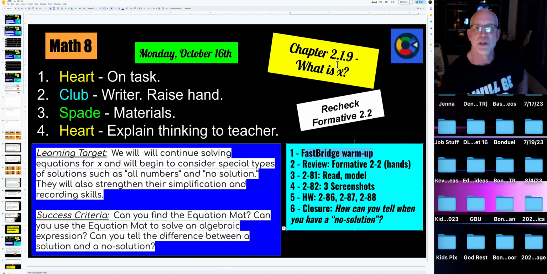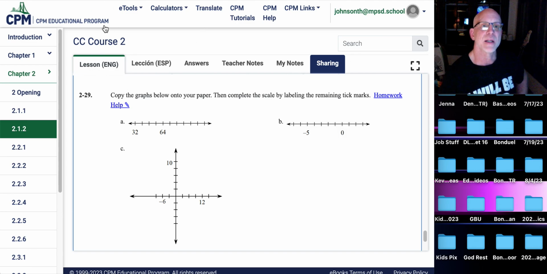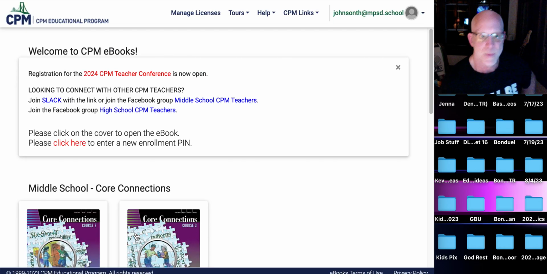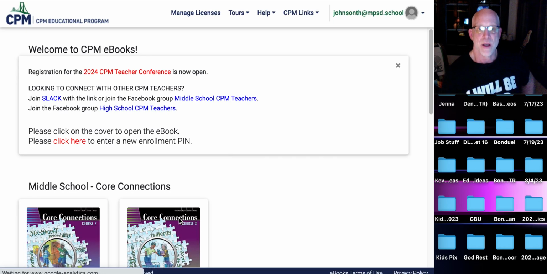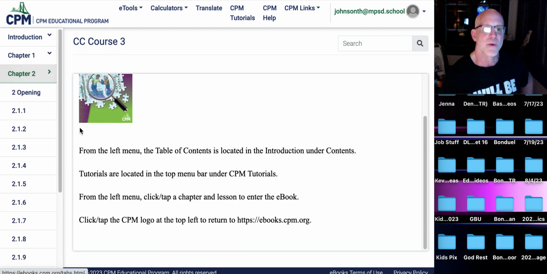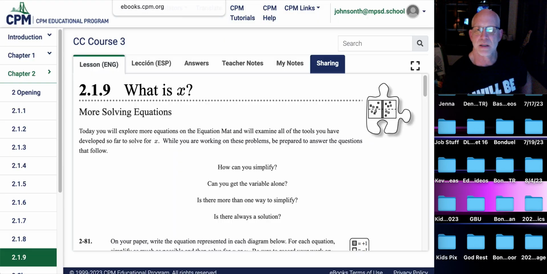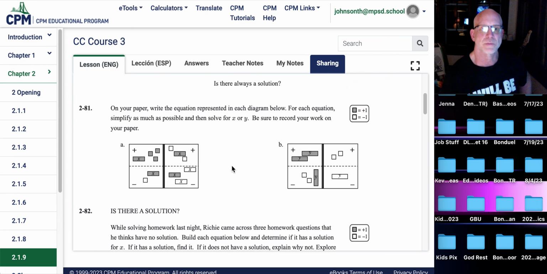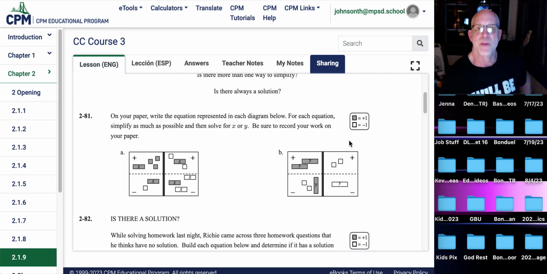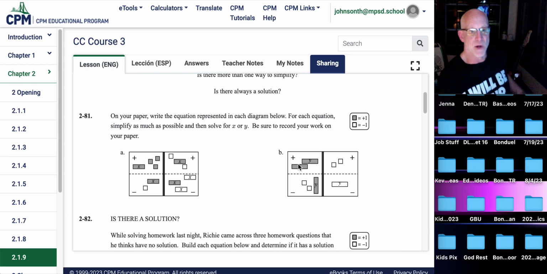Then we're going to go to 2.1.9, page 281. So we have to get into our 8th grade ebook for Course 3, 2.1.9, and we are looking at 281. It says, on your paper, write the equation represented in the diagram below. For each equation, simplify as much as possible and then solve for x and y. Be sure to record your work on your paper.